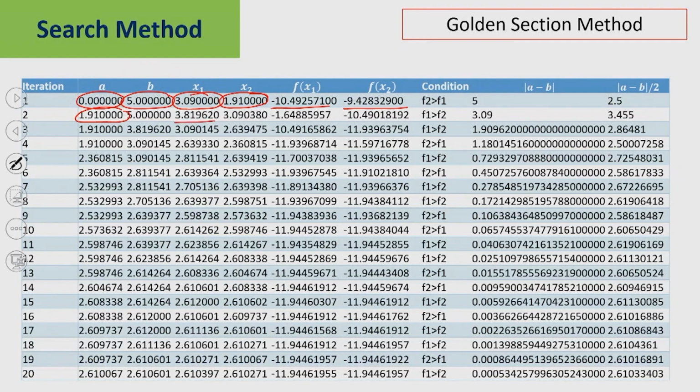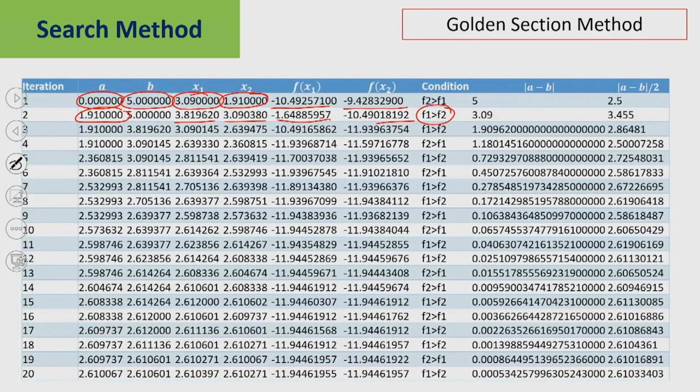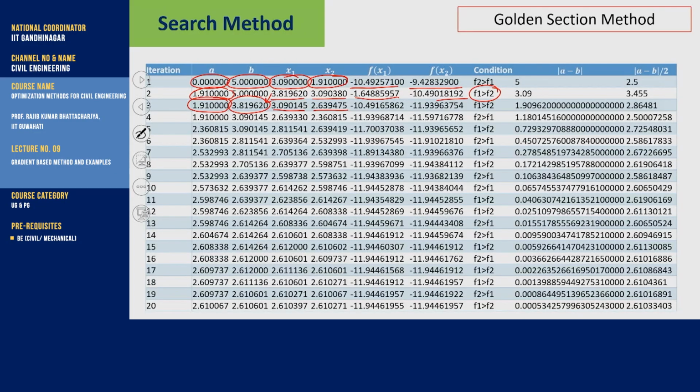Then you calculate the new x1 and new x2 and calculate the function values, and in this case the first condition is true. What is the first condition? The first condition is f of x1 is greater than f of x2. So in that case A equals A and B equals x1. A will not change now, but B will be equal to x1. Then you calculate the new x1 and x2 again, and as I have said, one point will be the previous point, either x1 or x2. So you can see that these two points are the same, and similarly these two points are also the same.